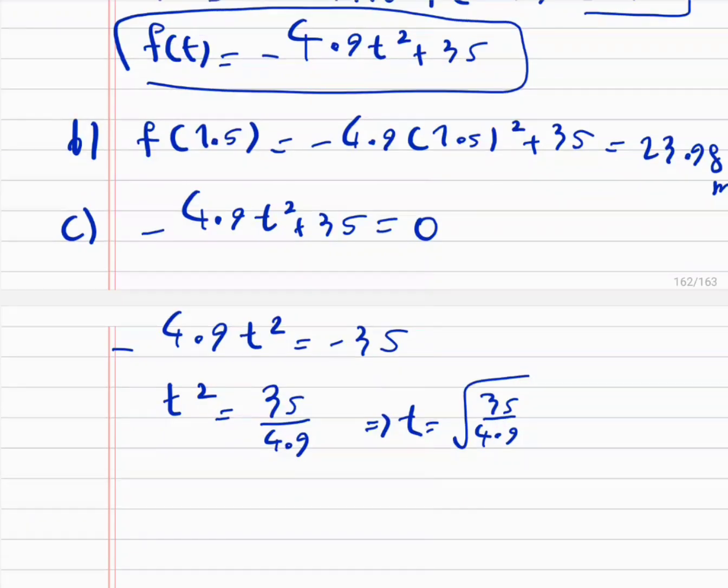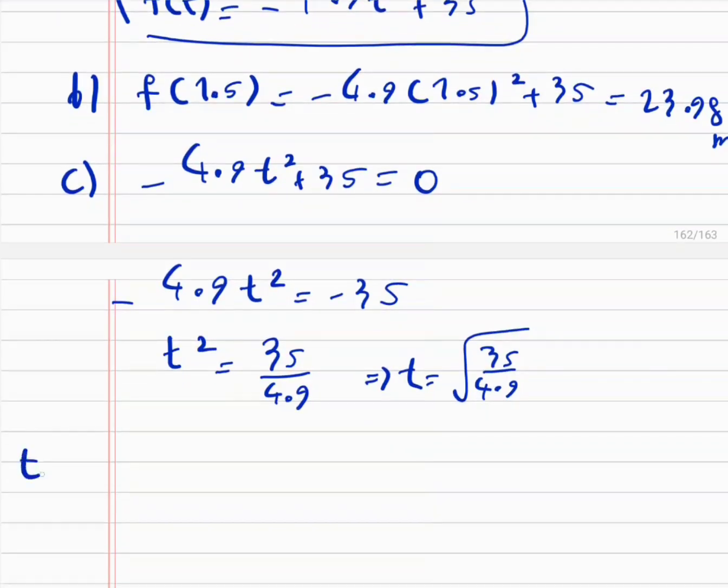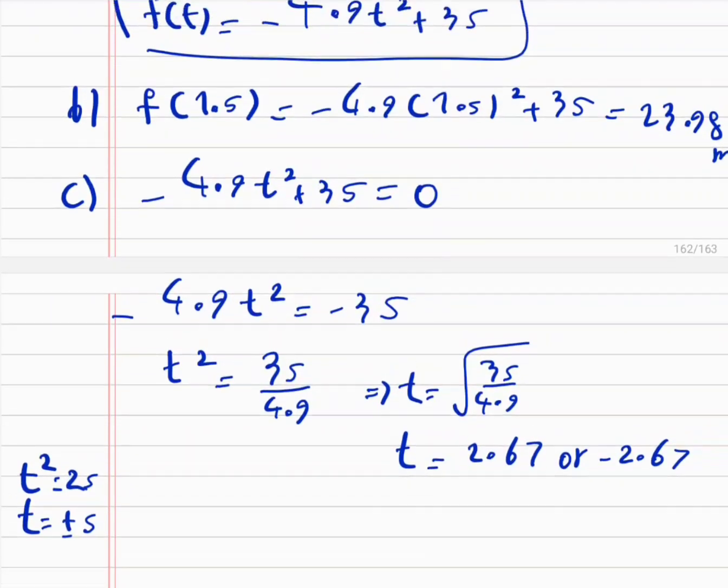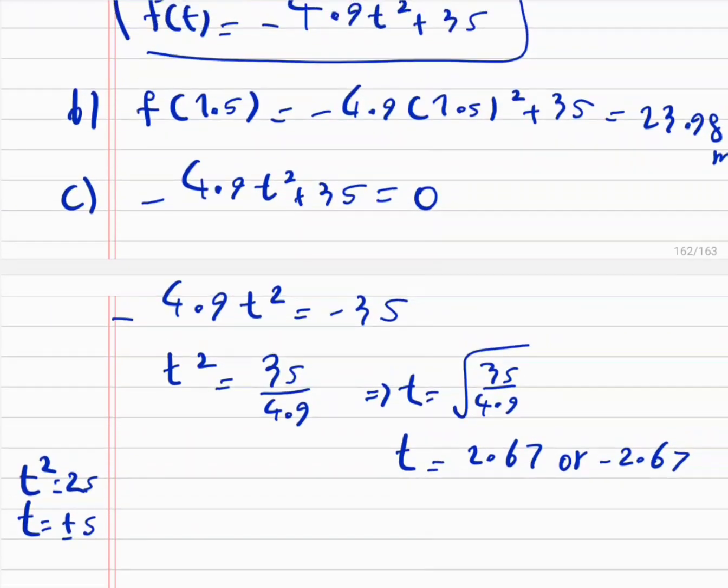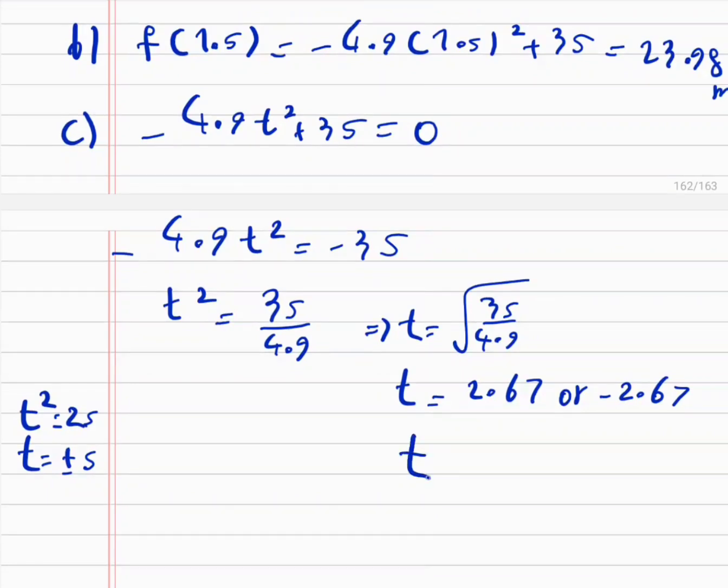So remember that when we solve quadratics like this one, for example, we have t squared is equal to 25, then we get two solutions, right? Plus or minus 5. So this is the same case. So we get two solutions for the value of t. One is 2.67 and the other one is minus 2.67. But in this question, t represents time and time must be positive. So the only solution is equal to 2.67 because time is always positive. So this one is invalid.